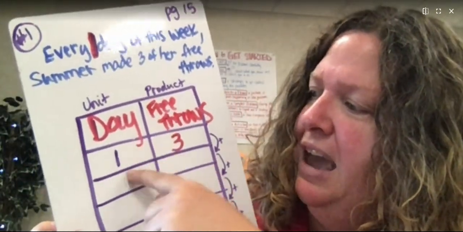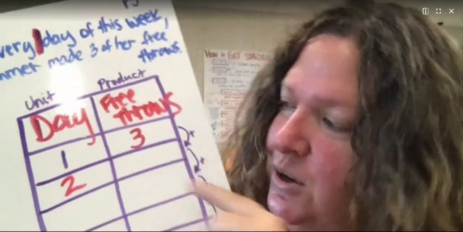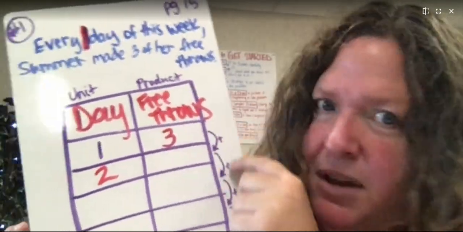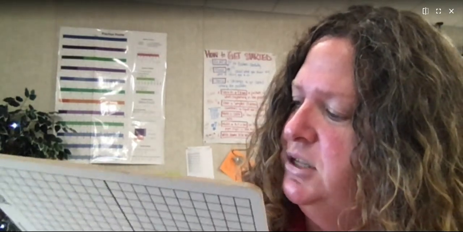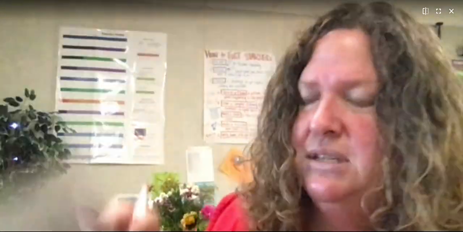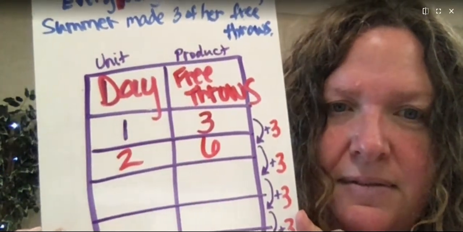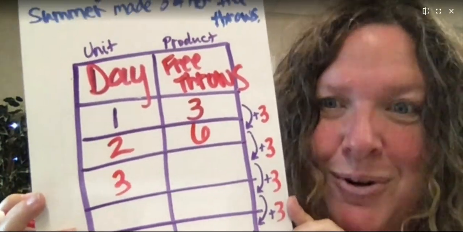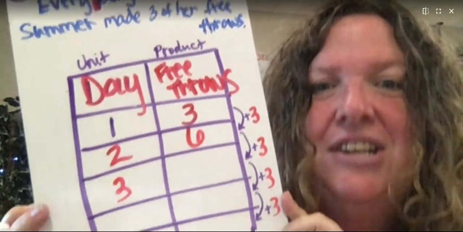So, there's day 1, she makes 3. After day 2, how many free throws had she made? Well, remember, we're going to add the same number. It's a constant rate over and over. So each day it's 3. So we're going to add plus 3 each time, plus 3, plus 3, plus 3. So she makes 3 more free throws. After her second day, she has 6. What about her third day? After her third day, she has 9. She makes 3 more each day.